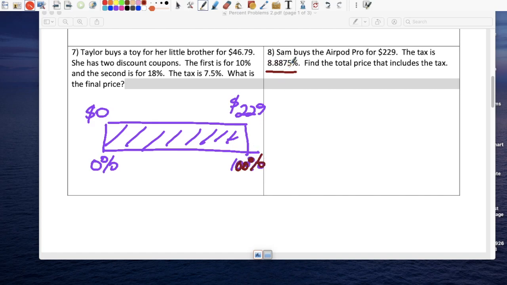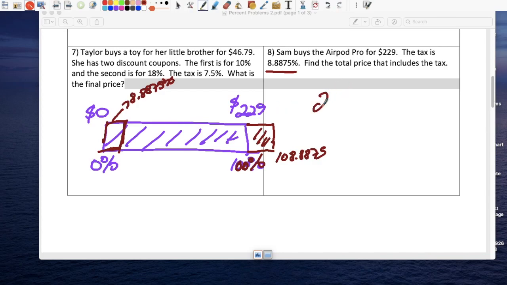Now, the tax is 8.875% of 229. So think about this. So we're adding this to here, to my total. So imagine taking that piece, duplicating it and adding it to here. So that represents 8.875%. So it's going to take my 100% to 108.875%. So that's what we're paying, including taxes. Of what number? Of 229.